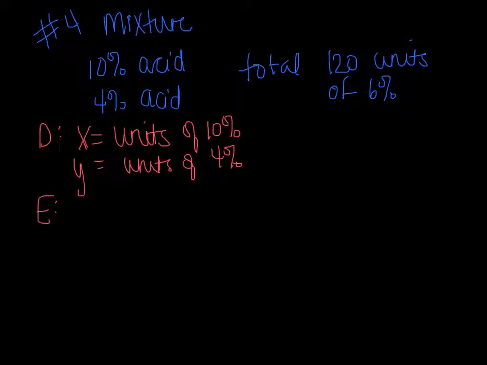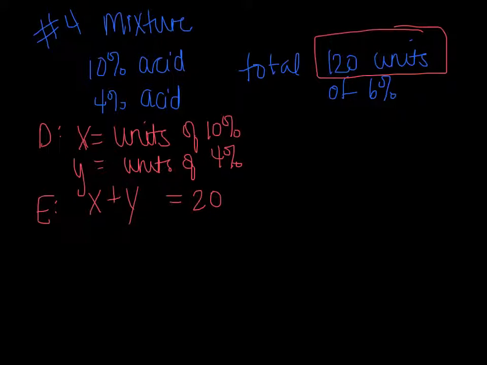Second step, E. I'm going to write my equations. If I have 2 unknowns, I need to write 2 equations. So for my first equation, I'm going to go through and read the problem, and I'm looking for totals. One of the totals that I see is that I have 120 total units. So that's a total, and that's going to be the combination of the units of the 10% plus the units of the 4%, and I want 120 when I'm done.